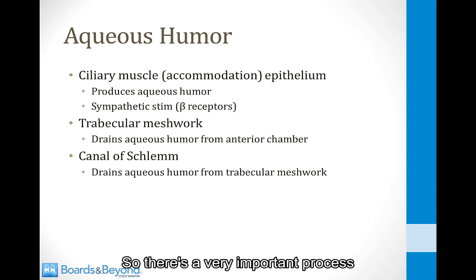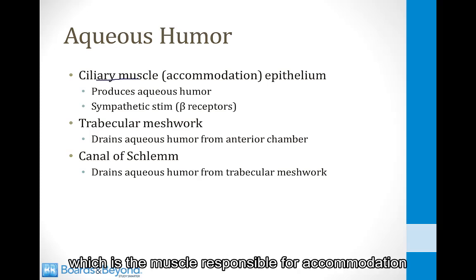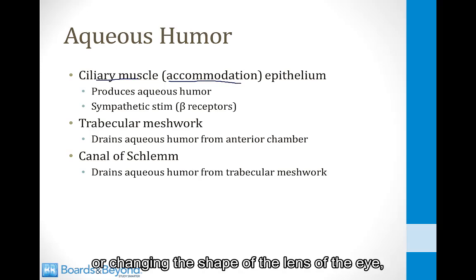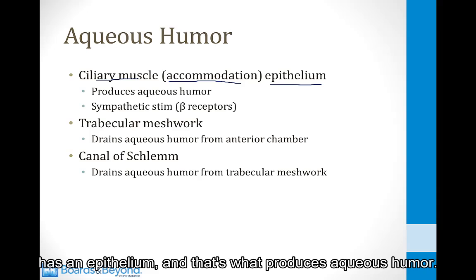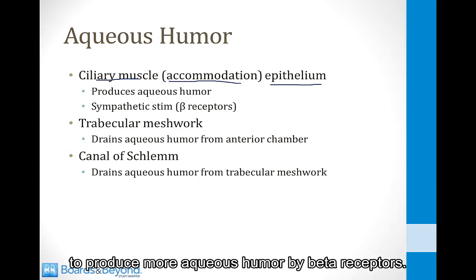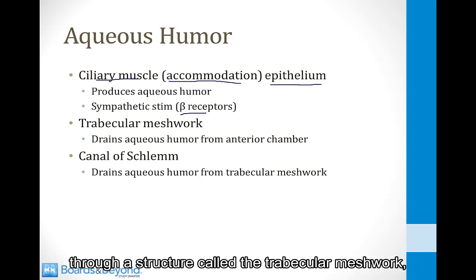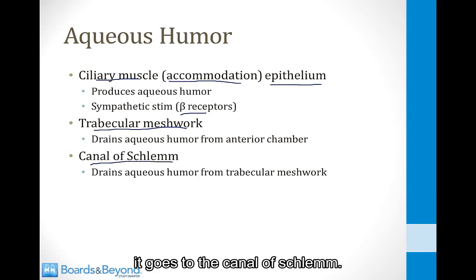So there's a very important process by which aqueous humor is produced and then drained from the anterior chamber. The ciliary muscle, which is the muscle responsible for accommodation or changing the shape of the lens of the eye, has an epithelium, and that's what produces aqueous humor. And this is under the influence of the sympathetic nervous system. It can stimulate the epithelium to produce more aqueous humor by beta receptors. From there, the aqueous humor gets drained from the anterior chamber through a structure called the trabecular meshwork, and from the trabecular meshwork it goes to the canal of Schlemm.